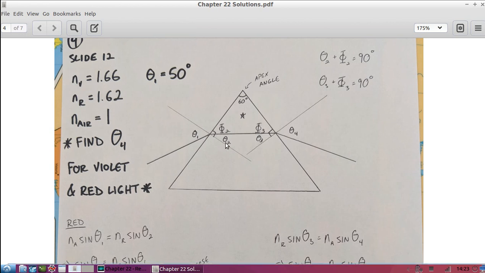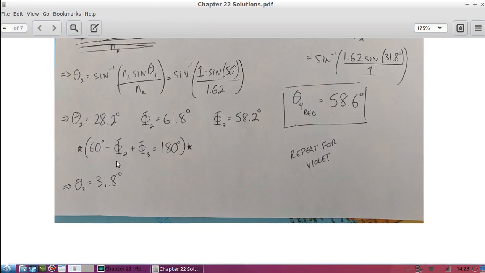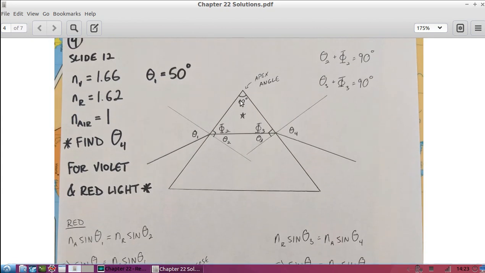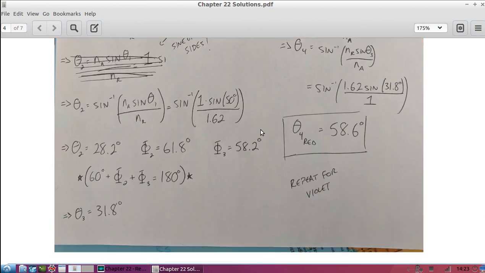I'm going to take theta 2's complement because this line is perpendicular to the surface. I'm going to take theta 2's complement and find phi 2. So 90 minus 28.2 degrees is 61.8 degrees. So now I know this interior angle, and I know all three of them have to add up to 180. So I'm going to find phi sub 3 over here using that property. Phi sub 2 plus phi sub 3 plus 60 degrees is equal to 180. I found phi sub 2, which was 61.8 degrees. You can plug that in there, solve for phi sub 3, and you get 58.2 degrees.